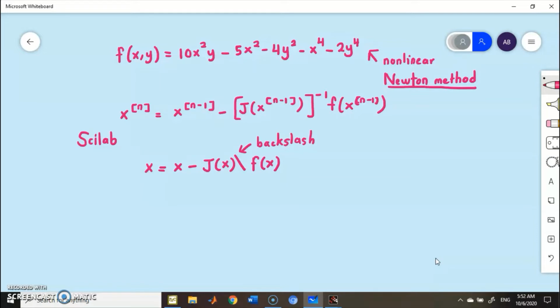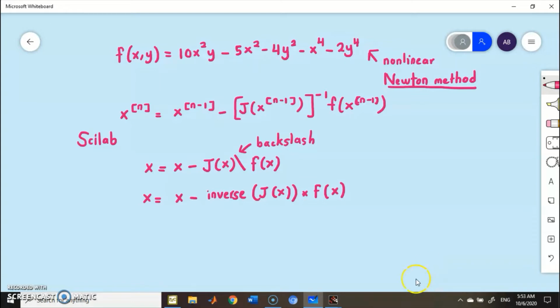Or you can also do it like this: x equals x minus the inverse of the Jacobian of x multiplied with the function of x. Now look at here, this is the initial value. But we want to update x all the time, so we don't have to put any of this subscript n and n minus 1.